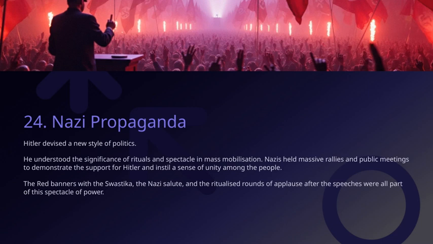You can see how the red banners with the swastika, the Nazi salute, and the enthusiastic applause after speeches all contributed to this grand display of power. These spectacles weren't just about presentation, they were about inspiring loyalty and collective identity. All of these elements fit into the larger picture of how propaganda was used to shape public perception and solidify Hitler's influence. It's a clear example of how spectacle and ritual can be powerful tools in politics.